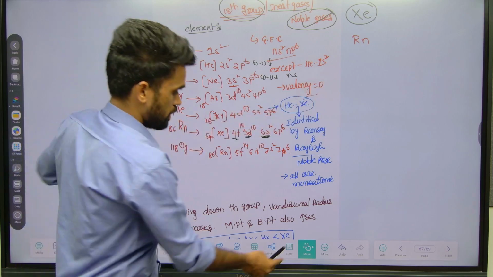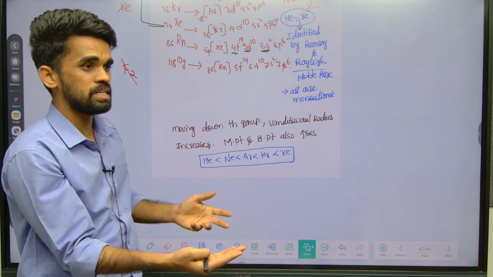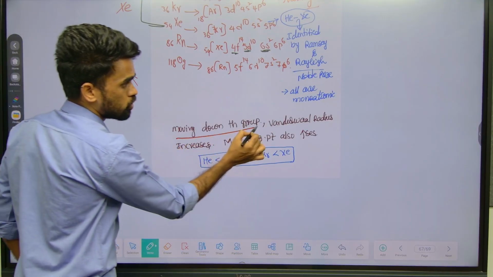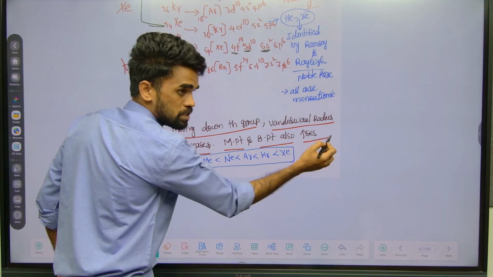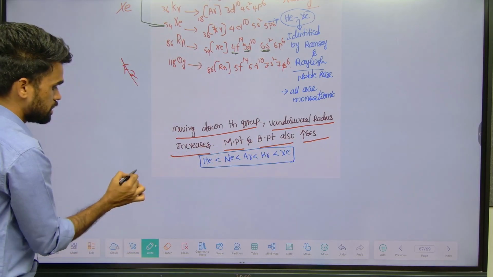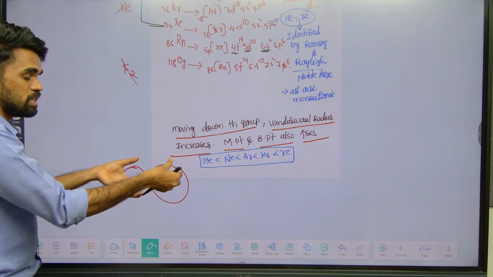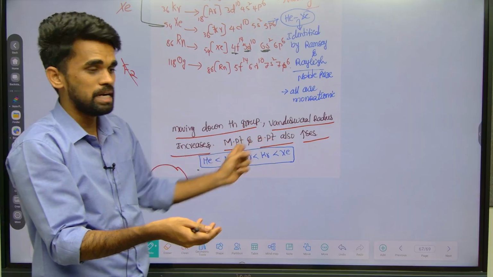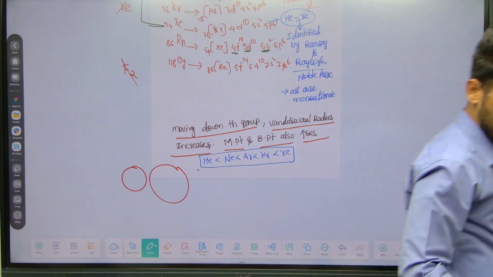Next. We know down the group what happens to the size? Increases. Next, moving down the group, van der Waals radius increases. Melting point and boiling point also increase, because size is increasing. If two big sizes are there, between them van der Waals forces will be more. So that's why boiling point and melting point are higher as we go down the group. Write this order. Directly you can write.